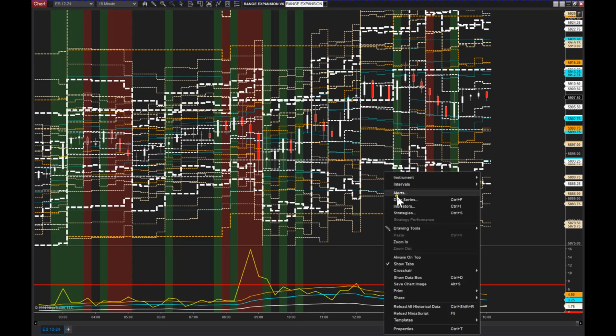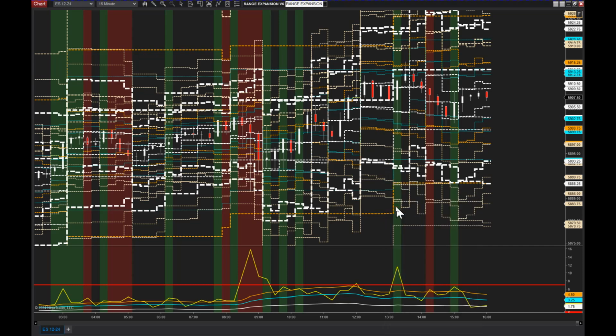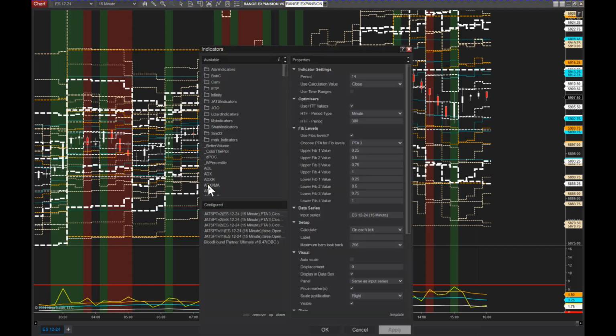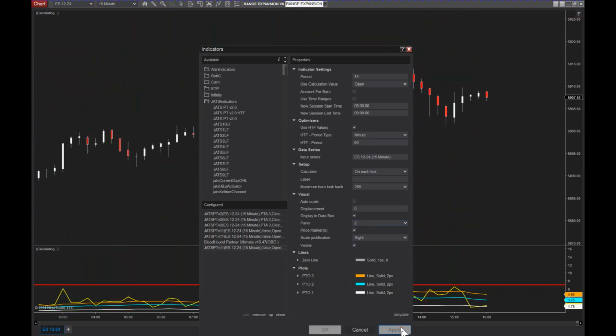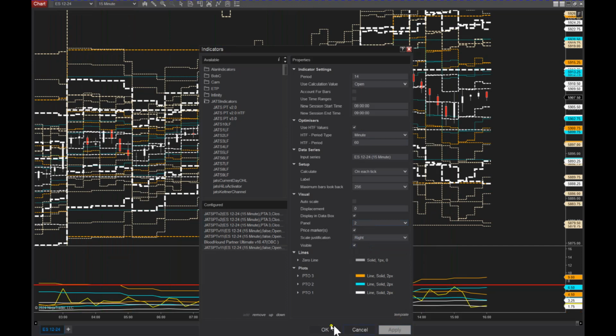So we can add a PT2 instance to the current one. The current one on the bottom oscillator just shows that time frame, the 15-minute, but we could put on a 60-minute on top of it and put it on top of that. There we go.